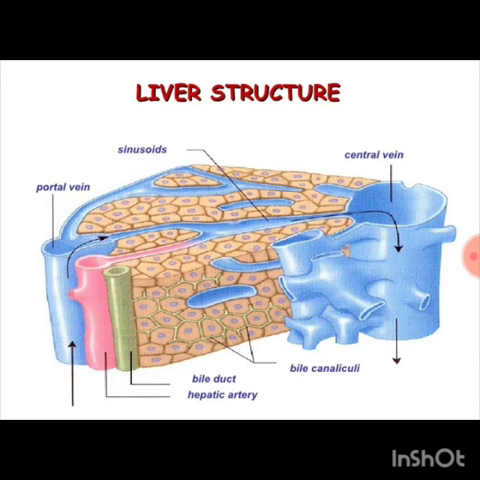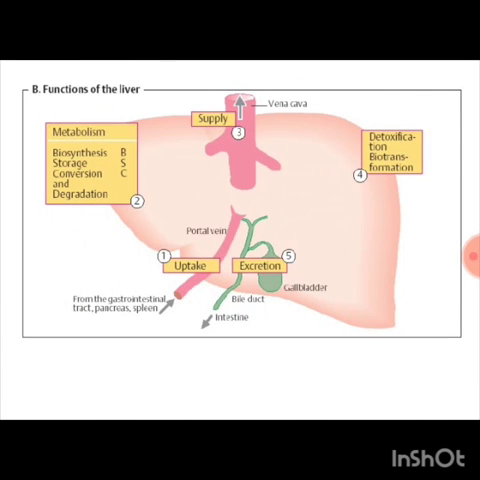So let's start. This is the structure of the liver, where we can see the portal vein, central vein, sinusoids, bile canaliculi, bile duct and hepatic artery. As for the function of the liver, we can see the several steps where the blood goes into the liver and performs several functions, then supplies to the vena cava, and it also does detoxification and biotransformation. We'll discuss it further.